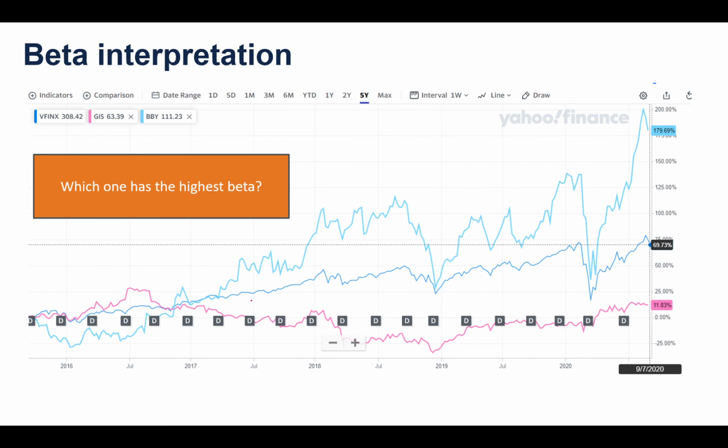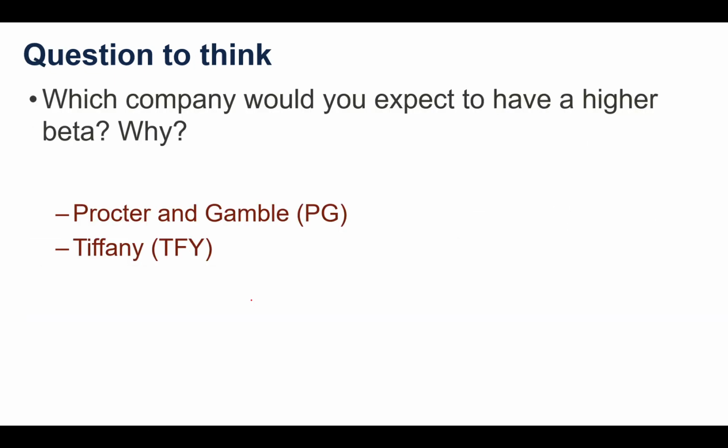And finally, a question for you guys to think about at home. Think of two companies here, Procter & Gamble and Tiffany, the luxury good. Which one would you expect to have a higher beta and why, right? So think about it and we'll discuss it later on.